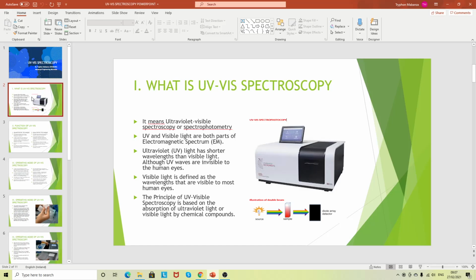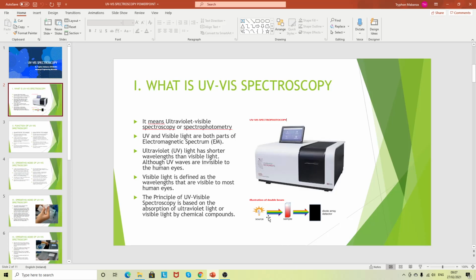So the first slide is defining UV-VIS spectroscopy, which means ultraviolet visible spectroscopy or spectrophotometry. UV stands for ultraviolet and VIS stands for visible light. UV and visible light are both parts of the electromagnetic spectrum. Ultraviolet light has a shorter wavelength than visible light. Also, UV waves are invisible to the human eye. Visible light is defined as the wavelengths that are visible to most human eyes. The principle of UV visible spectroscopy is based on the absorption of ultraviolet light or visible light by a chemical compound.